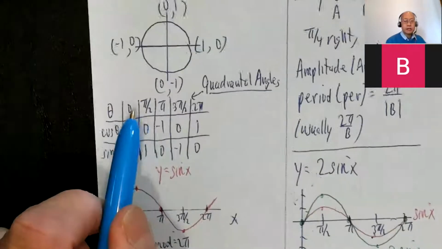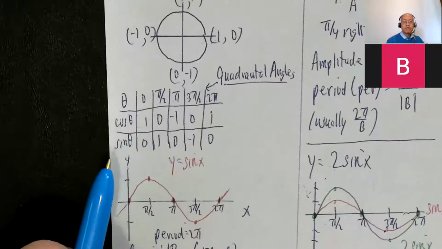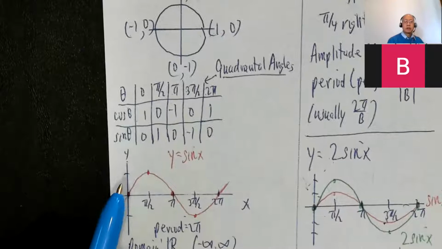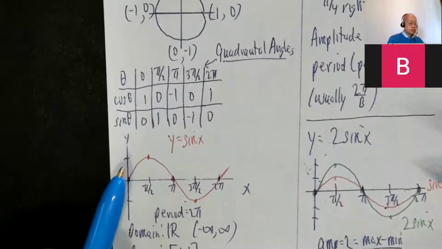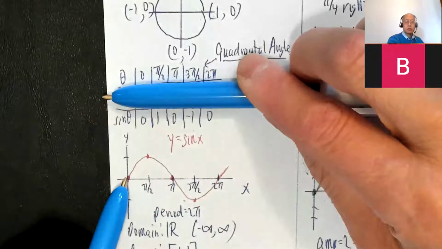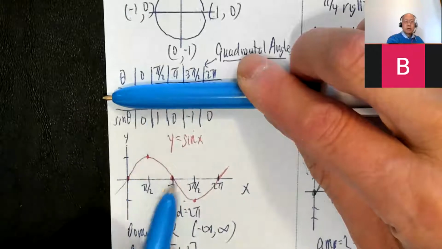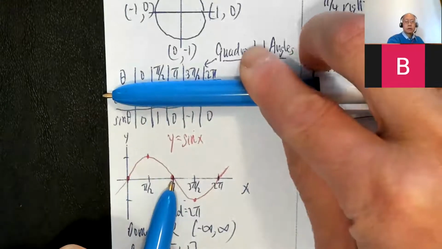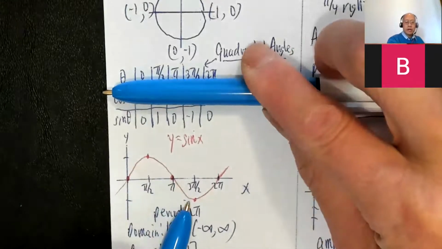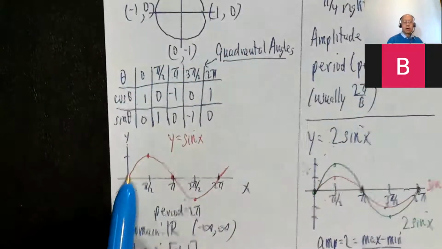Now I could plot other points, and you've seen that before, but just a quickie graph for the sine function. So 0, 0. Pi over 2, jump up to 1. Pi, you're back down to 0. 3 pi over 2, you're down at negative 1. 2 pi, 0. So the sine graph looks like this.